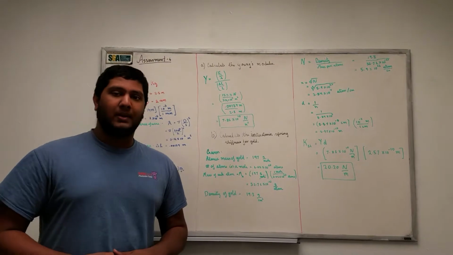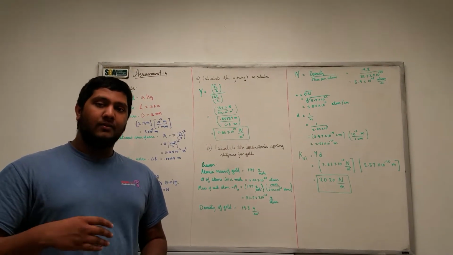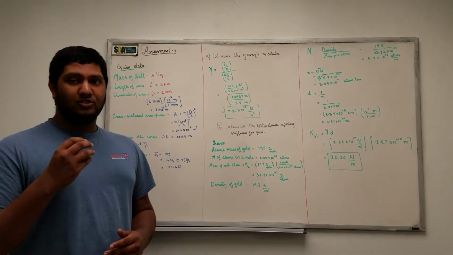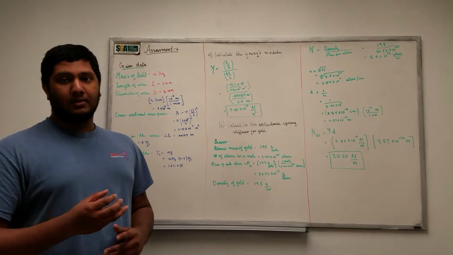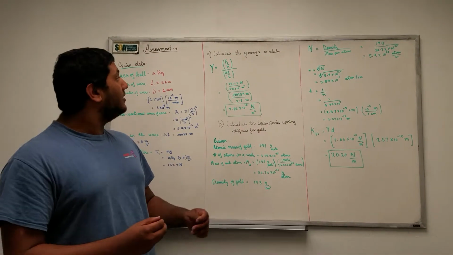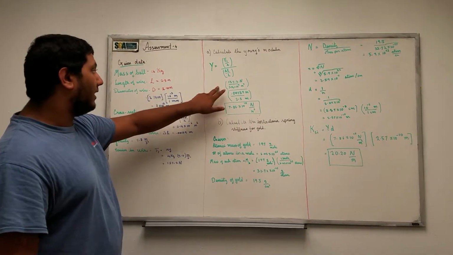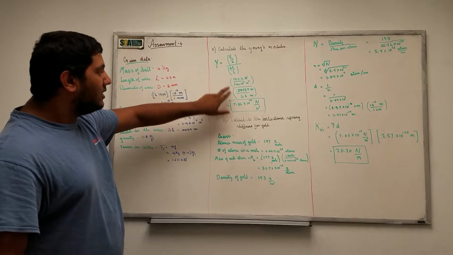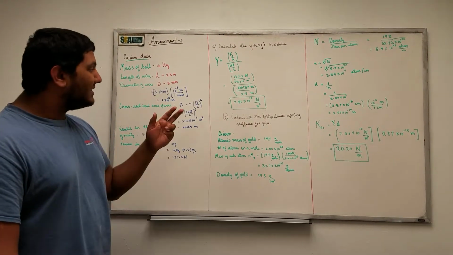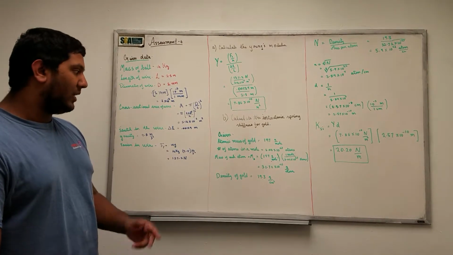Young's modulus is nothing but stress divided by strain, where stress is the tension on a material over the cross-sectional area, and strain is the change in length over the original length. We found all those values by plugging them in. We have a value of 7.86 times 10 to the 10th newtons per meter squared.